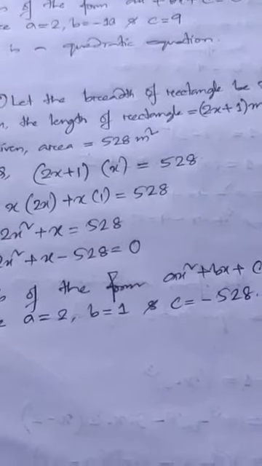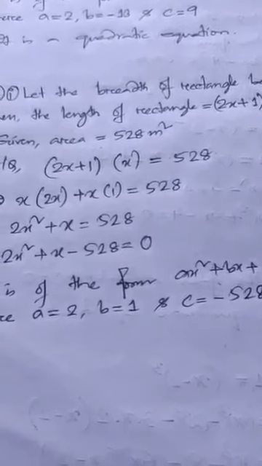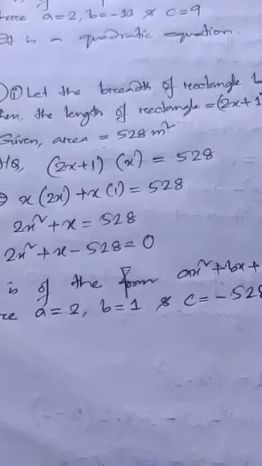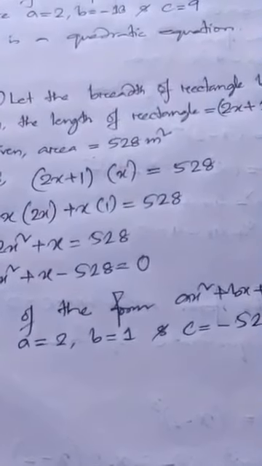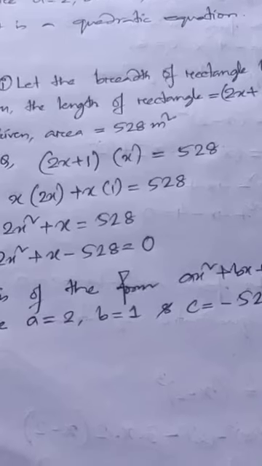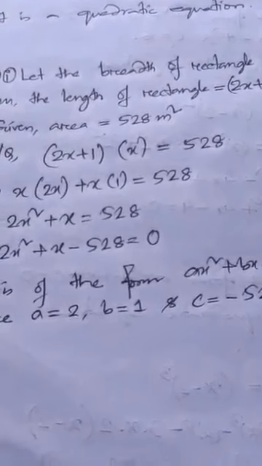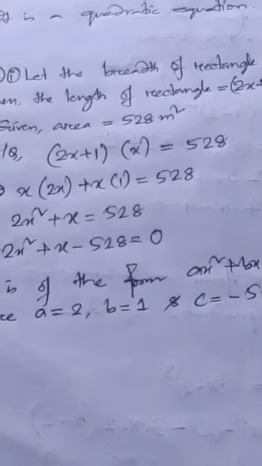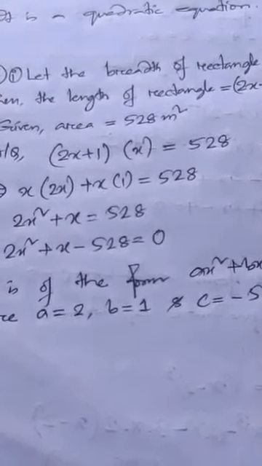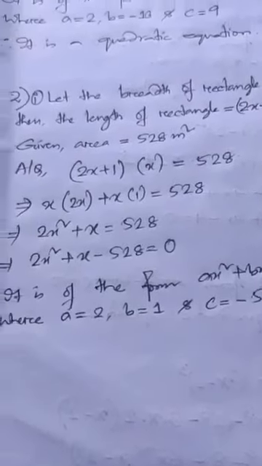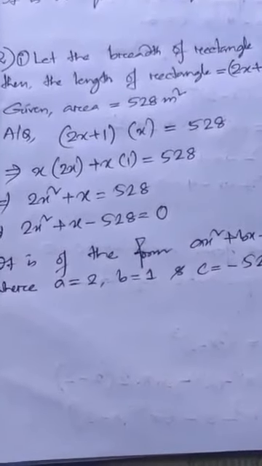and area is already given, 528 meters square. We know area of rectangle is length times breadth. That's what I have done. According to question, 2x plus 1, that was length, and this x, this is breadth, and we know length times breadth is area, and area is given here, 528. Now we can multiply them. It's just like the ones we did in previous questions. When we multiply them, we are getting this and this. I hope you can understand this. I think you don't need any further explanation for this part.